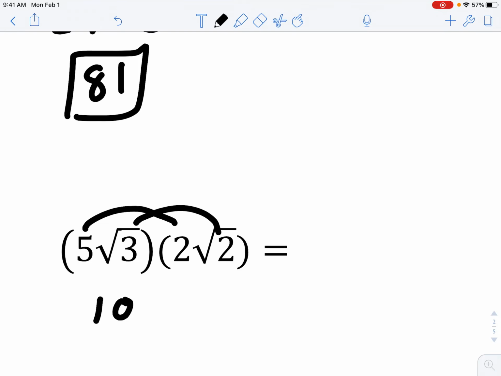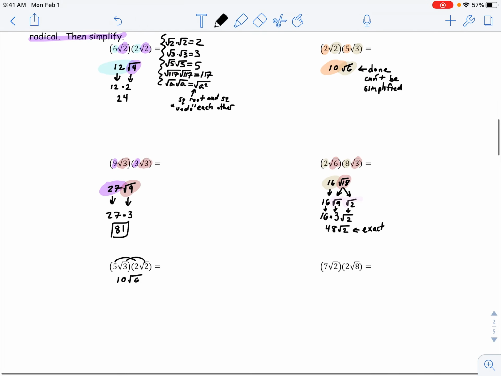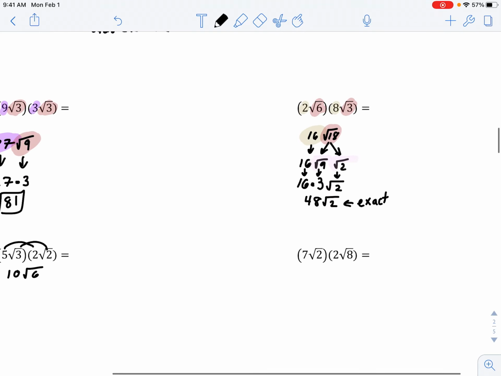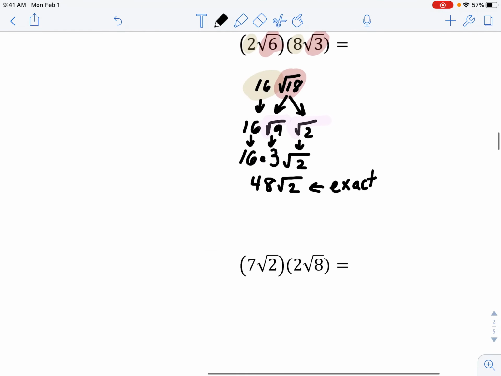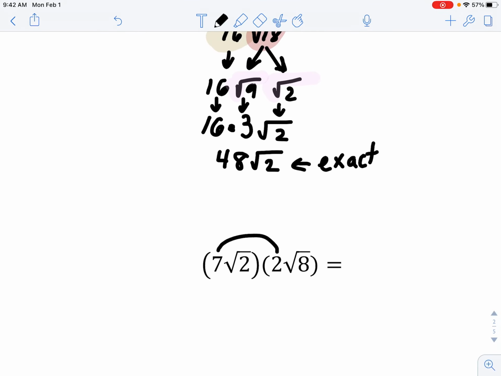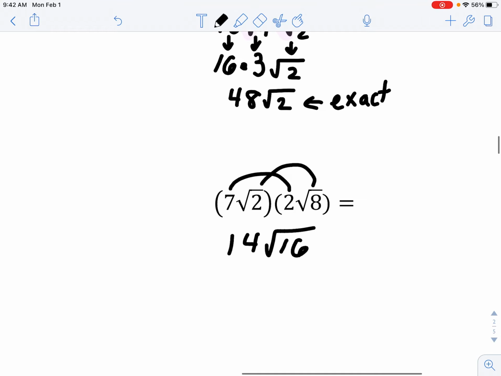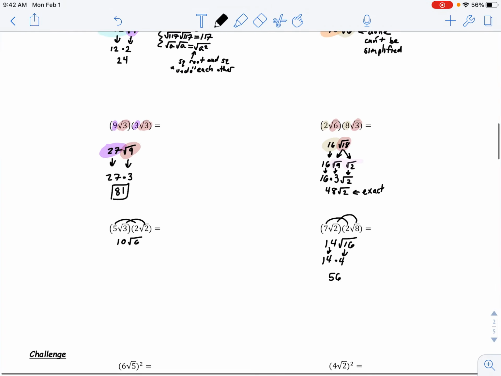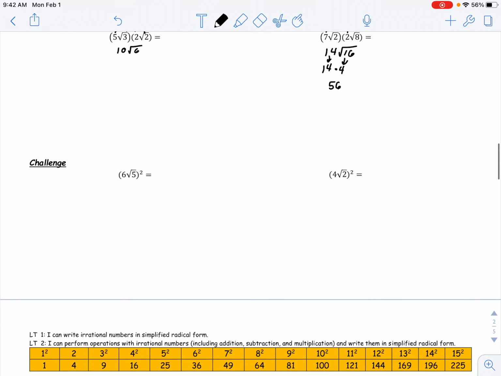Sometimes maybe write it like this. 10, radical 6. Didn't we already do this problem? No, different problem. Just almost the same. Just got the same answer over here. Ooh, this one's gonna be crazy. 14, radical 16. Now remember, we have radical 16. We easily know that that just simplifies to 4. All right, don't have to do all that work. Just know the square root of 16 is 4, and then we're gonna get 56. So a nice whole clean number. All right, cool, cool, cool.